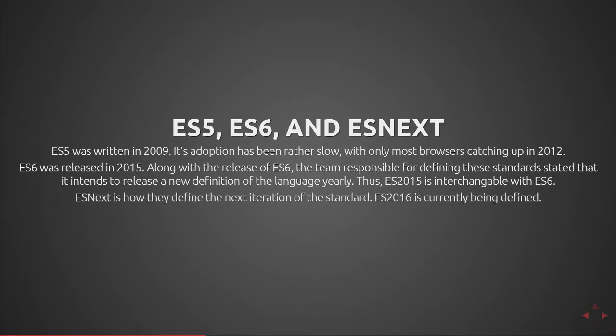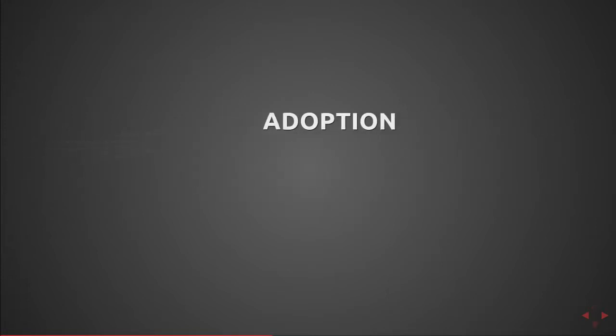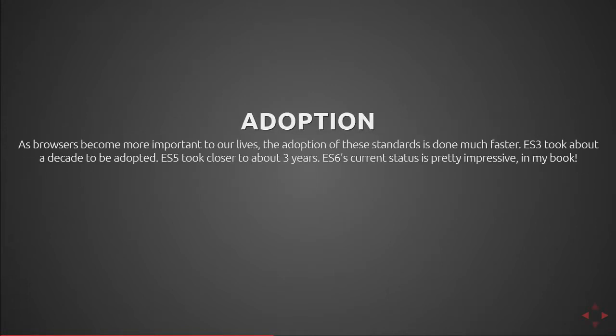ESNEXT is how they define the next iteration of the standard that hasn't been named yet. So currently, ESNEXT is equivalent to ES 2016, which is currently being defined. The adoption of these standards has been pretty slow. As browsers have become more important in our lives, that adoption has become much faster. ES3 took about a decade to be adopted, and ES5, the last version, took about 3 years. ES6's current status is actually pretty impressive in my book.